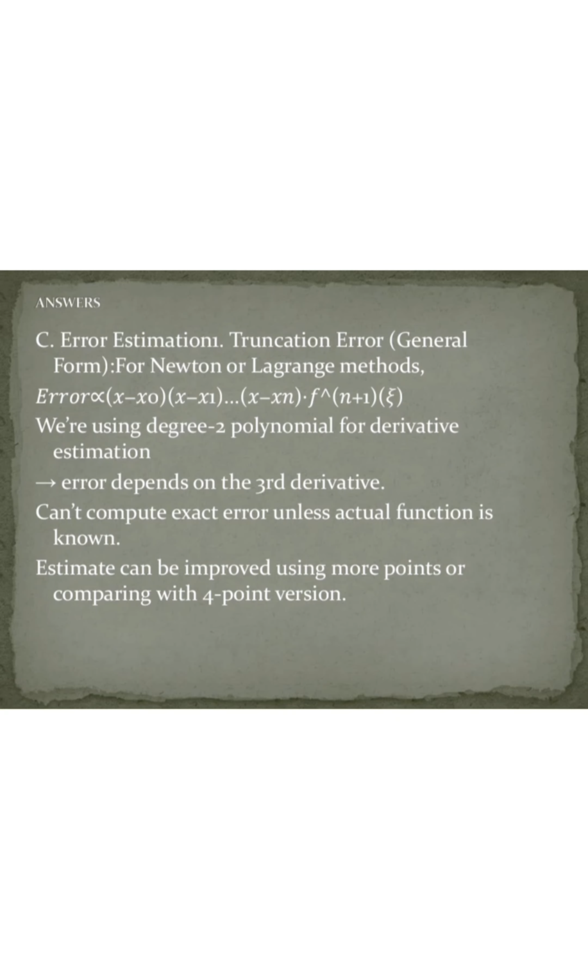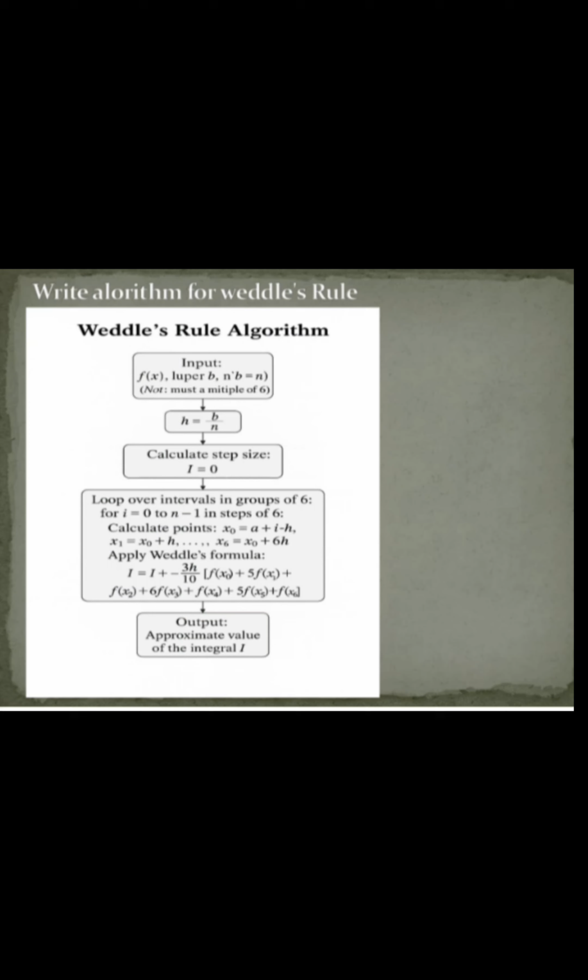Answer C. Error estimation, truncation error. General form: for the Newton or Lagrange method, error = (x-x0)(x-x1)...(x-xn) times f^(n+1)(ξ) over (n+1)!. We are using a degree 2 polynomial for derivative estimation, so the error depends on the third derivative. We can't compute the exact error unless the actual function is known. The estimate can be improved using one more point or by comparing with the 4-point version.